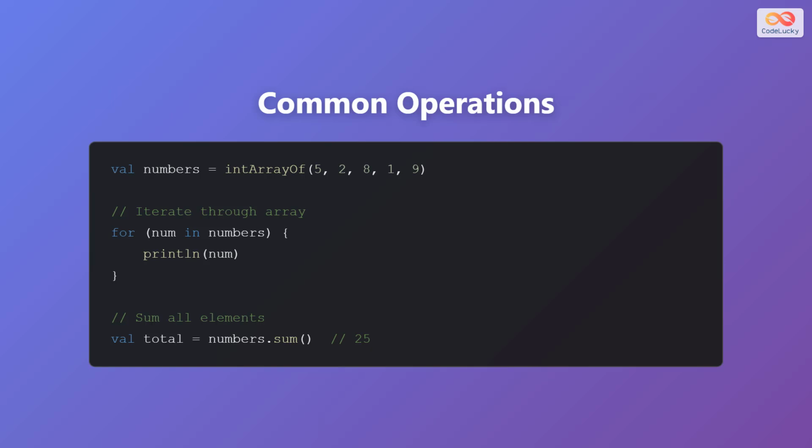Primitive arrays support many useful operations. You can iterate through all elements using a for loop. The for (num in numbers) syntax lets you access each element sequentially. Kotlin also provides convenient aggregate functions. The sum function calculates the total of all elements. In this example, the array contains 5, 2, 8, 1, and 9, so the sum returns 25. Other common functions include average, max, min, and count.